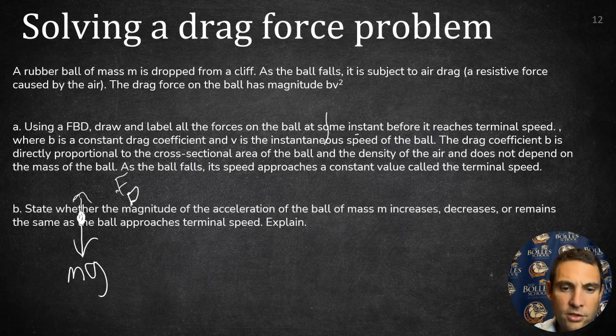State whether the magnitude of the acceleration of the ball of mass m is increasing, decreasing, or remaining the same. The acceleration is decreasing. Think about the stuff that makes it go minus the stuff holding it back. If the stuff holding it back is growing larger and larger until it's equal, then the net acceleration is going to be getting smaller and smaller.